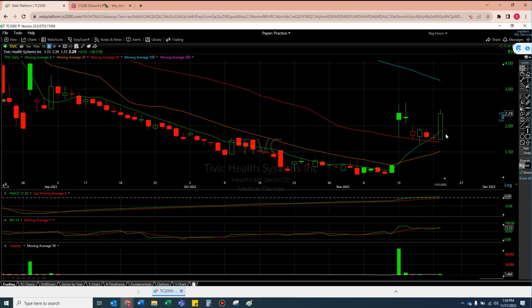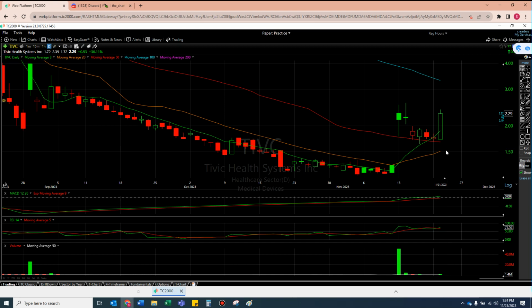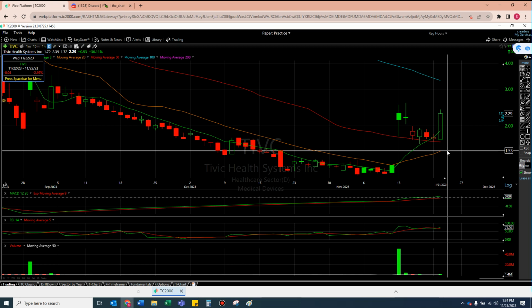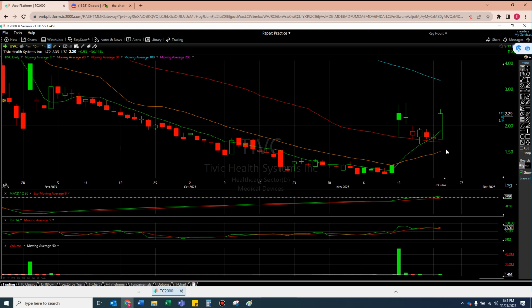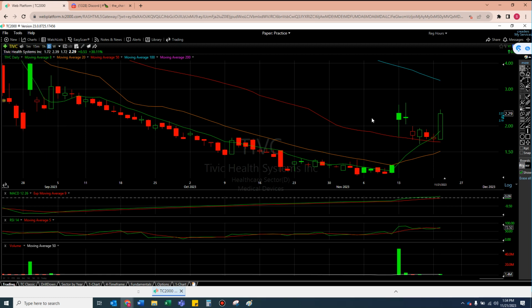If we lose $2, 185 better hold. Otherwise, it might be a really fast drop down to the 150s, all right? Ideally, we never see any lower than 2 on TIVC, all right?